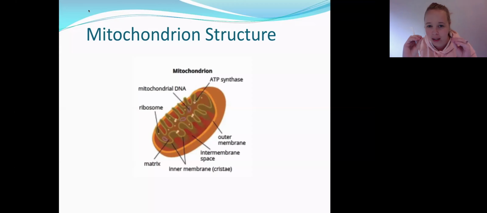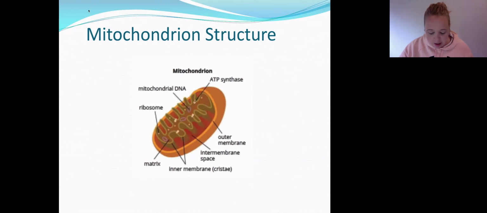The reason that I'm doing this after glycolysis is because glycolysis does not happen in the mitochondrion. Glycolysis happens in the cytosol of the cell. So you don't need a mitochondrion to have glycolysis happen. So let's have a look at the structure of one of these right now.